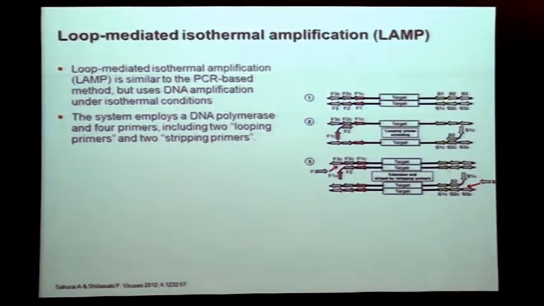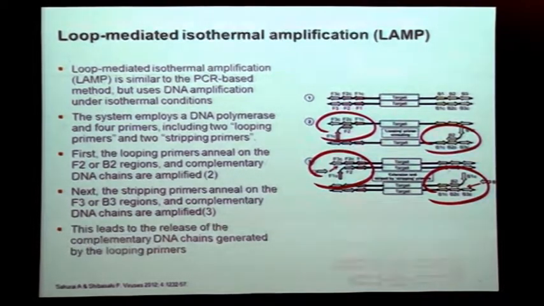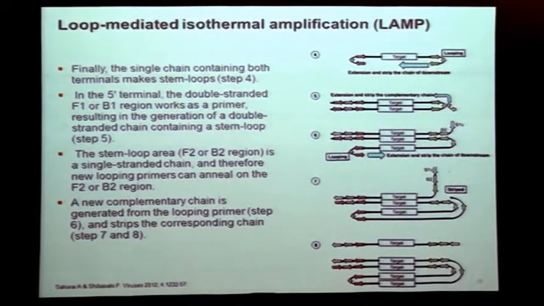This is another one, also an isothermal amplification called LAMP. Basically, the principle is the same. You incubate only at one temperature, but you use a different approach with different primers called the looping primer, the stripping primer, in order to create a loop in your genome that will be used as a template, and with time you get amplification at each round of the sequence that you want to amplify.